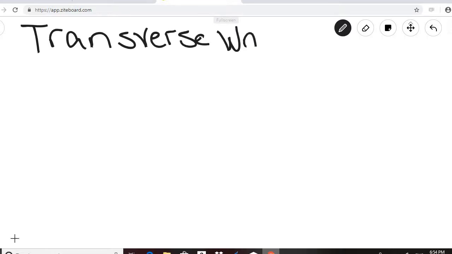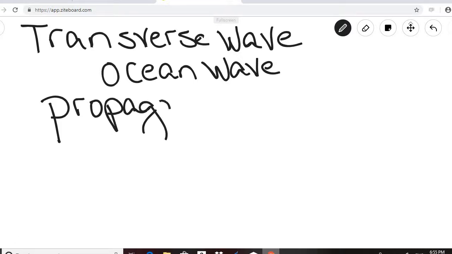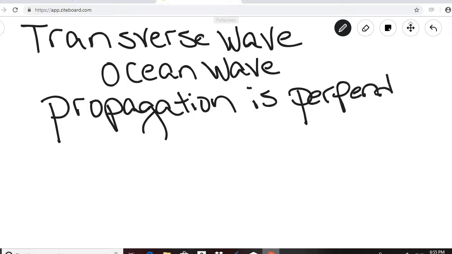There are two types of waves. The first type of wave is a transverse wave. An example of a transverse wave that most of you have probably seen is an ocean wave. So in a transverse wave, the propagation is perpendicular to the oscillation. So that's saying a lot, but propagation is perpendicular to the oscillation.